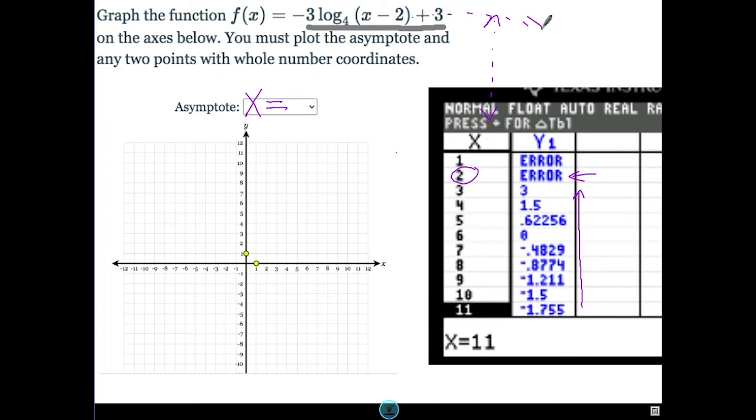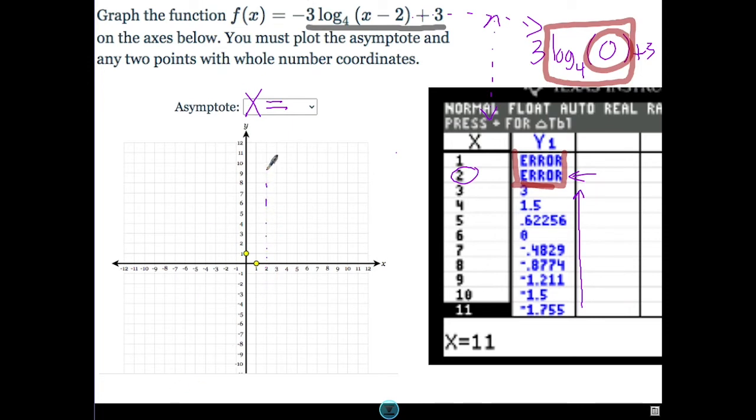So that happens because I have 3 log base 4 of 2 minus 2, plus 3. Well, log of 2 minus 2, that's log of 0. 4 to what power? If I just look at this right here, 4 to what power is 0? There's no such thing. That can't happen. This will never happen right here. And because of that, that's this error issue. And that error occurs, that creates this asymptote.